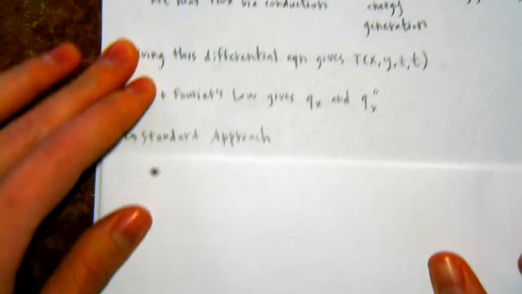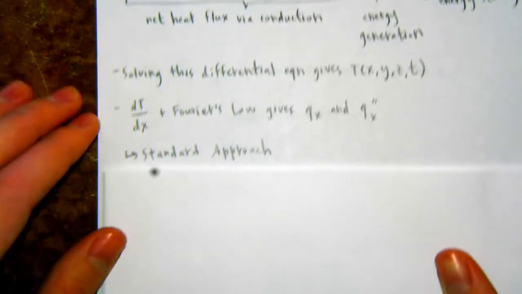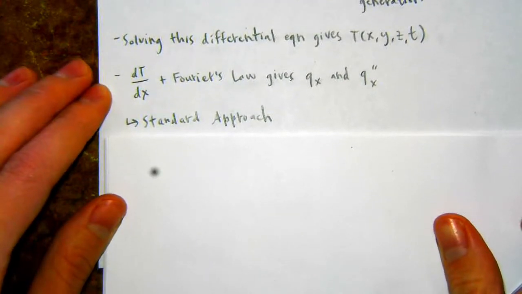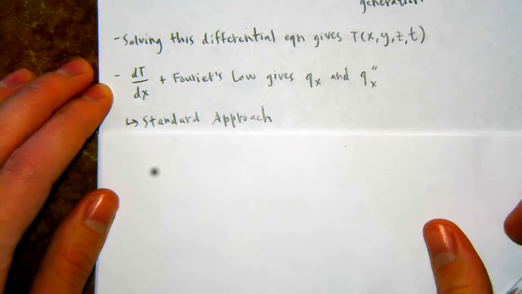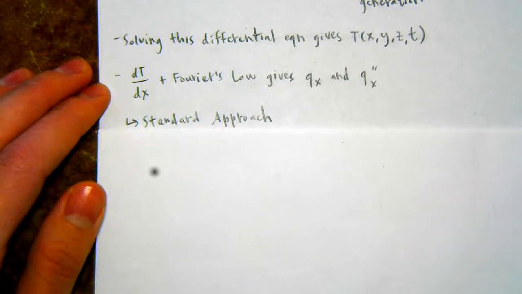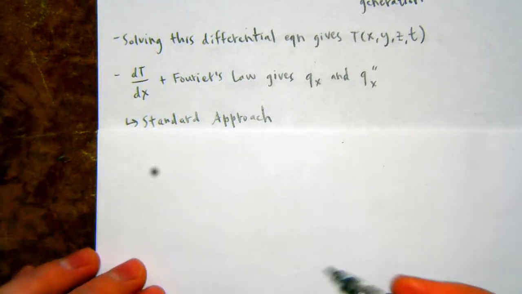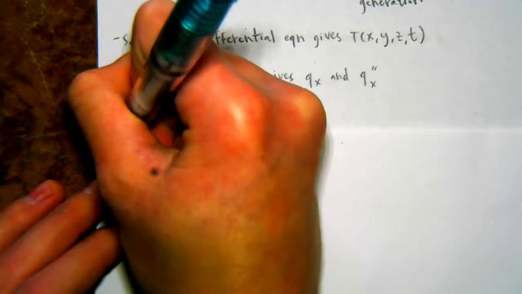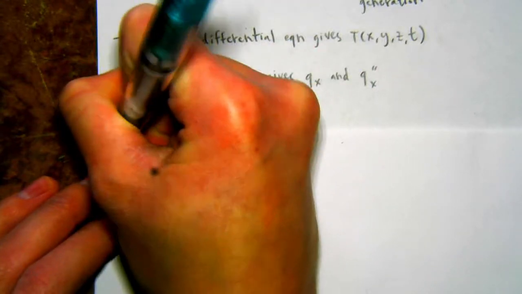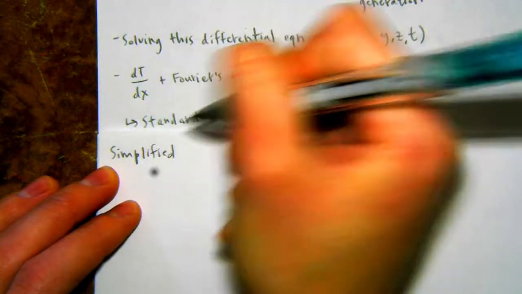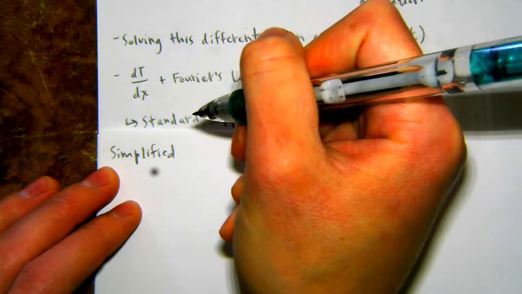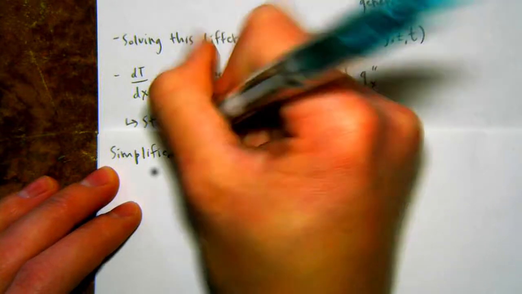Okay, let's now go over some simplified forms of the general form of the heat diffusion equation. We like to make assumptions and cancel out terms to make our lives easier. So, let's see. Three that are pretty important and that we'll use in this class.